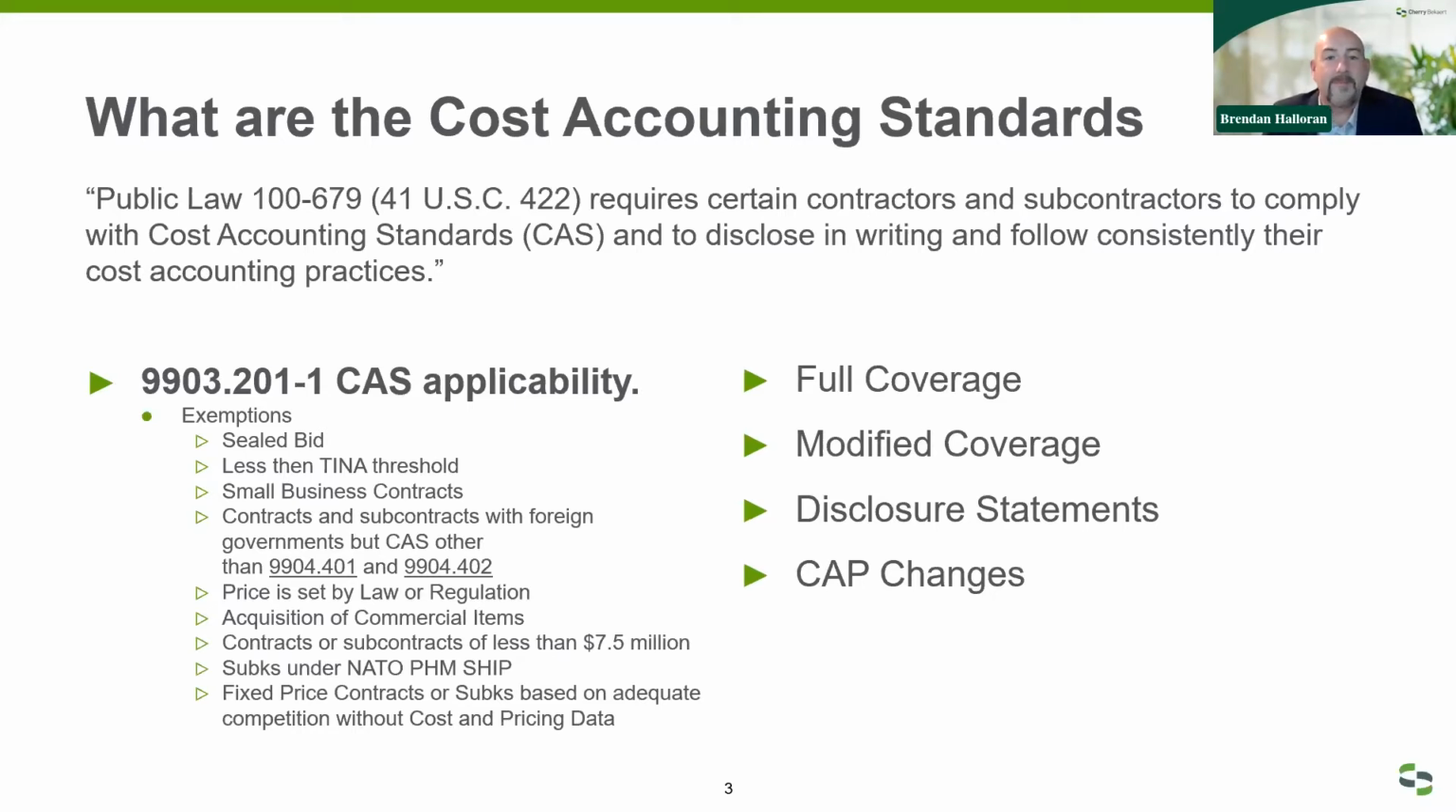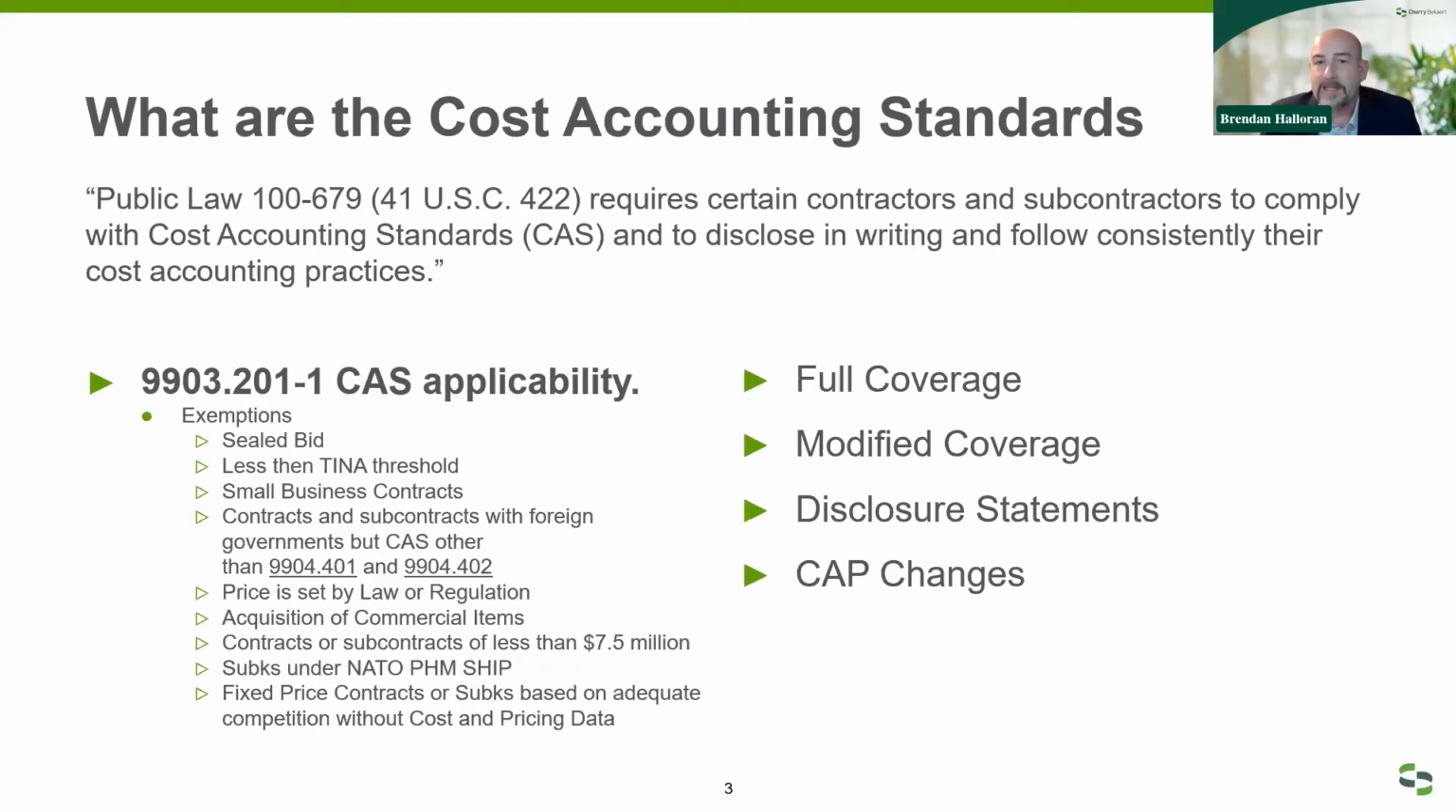So firstly, cost accounting standards really are a set of 19 standards and rules promulgated by 41 USC 422. The goal of this is really to have consistency in cost accounting practices about how costs are estimated and accumulated for government contracts. So in terms of CAS applicability, we're going to go through quite a bit of detail so folks can understand what some of the exemptions are.